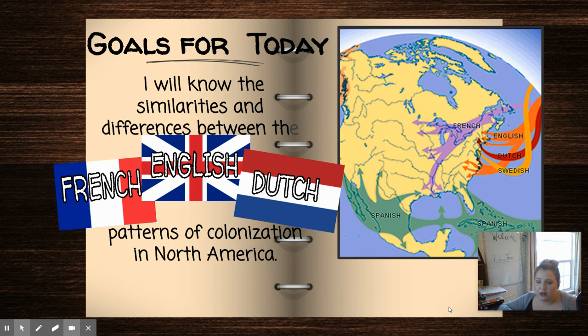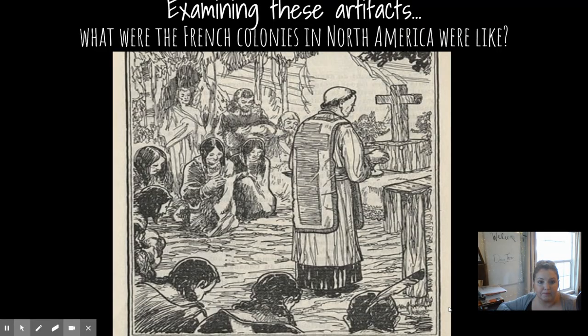Spanish colonies primarily are going to be focused on cash crops and conversion and be in the southern part of the country and the west coast. So California is heavily influenced by Spain. We are going to look at some of the eastern seaboard colonies with the French, the English, and the Dutch, and how that developed patterns in the nation that we see today.